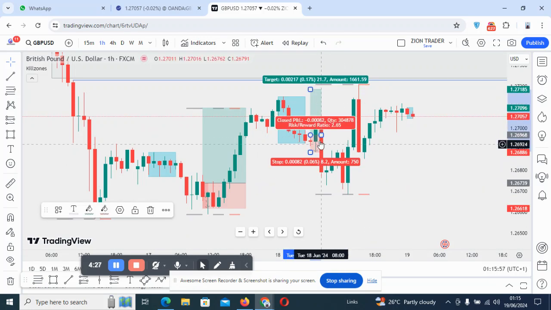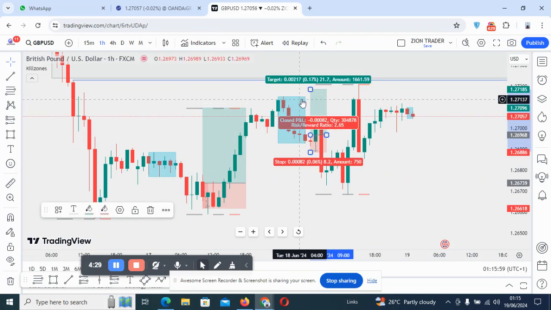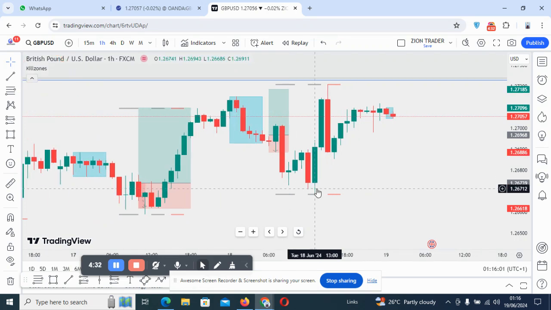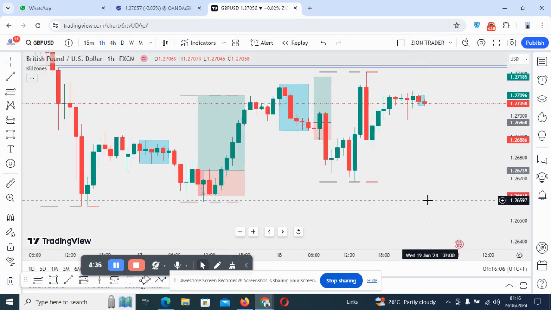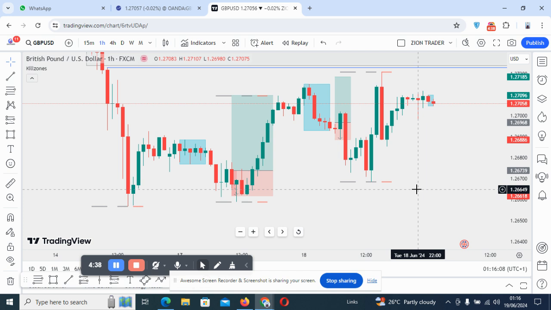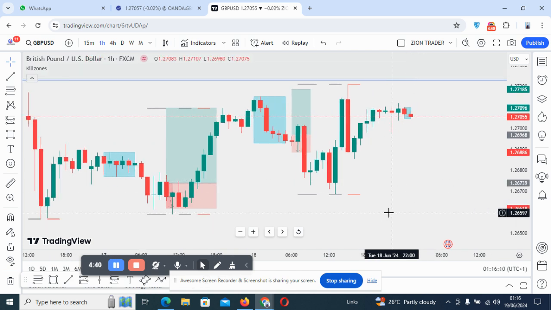So guys, I've made up my mind not to be taking this kind of counter trade, which is taking a trade simply because of the Asia high. I don't want to take such trades anymore. I'll just focus on the strategy itself, and that's pretty much going to be it, guys.